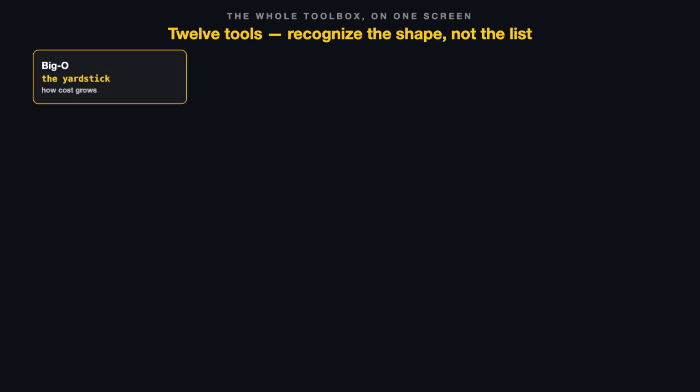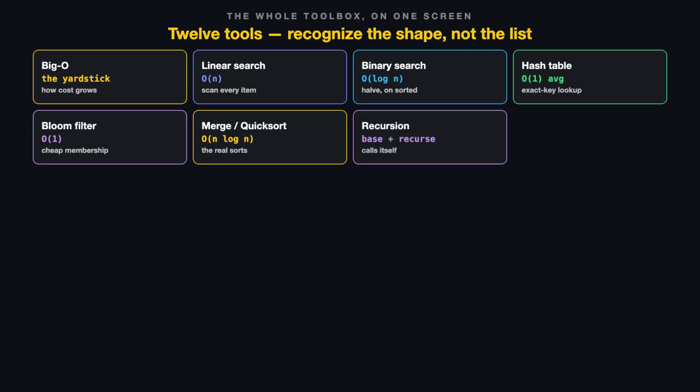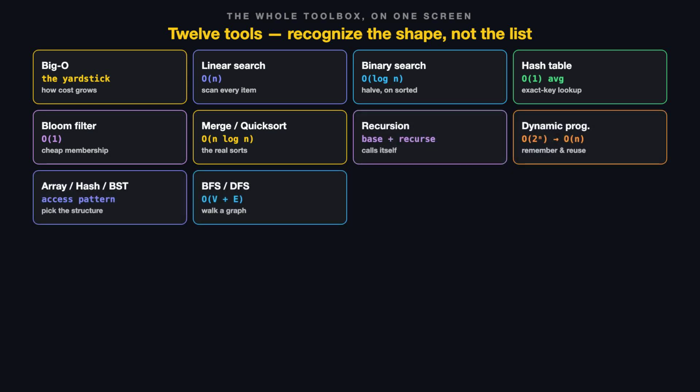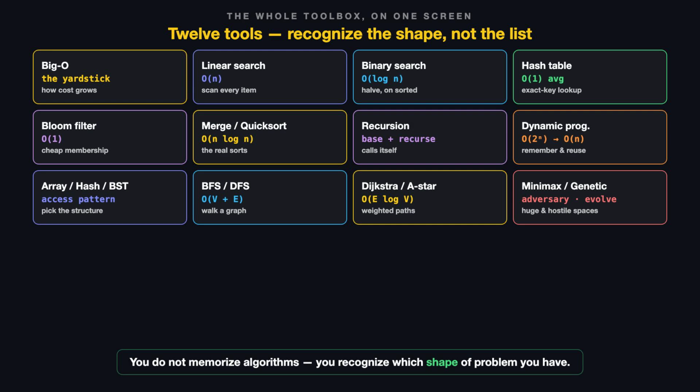So there is the whole toolbox, on one screen. Big O is the yardstick, how cost grows. Linear search scans, binary search halves. Hash tables give O of 1 lookups, Bloom filters give cheap membership. Merge and quicksort sort in O of n log n. Recursion calls itself, dynamic programming remembers and reuses.